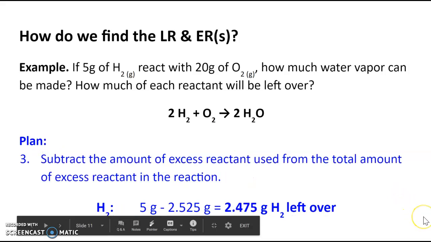The next step is to subtract the amount of excess reactant used from the total amount of excess reactant. So we started with 5 grams of hydrogen and we used 2.525 grams. So now we have 2.475 grams of hydrogen left over.